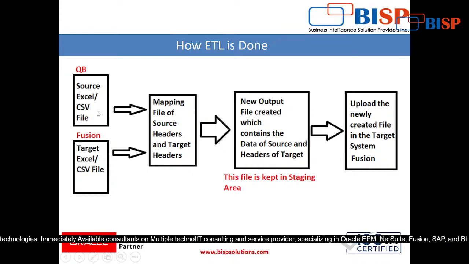We will take the complete data from QuickBook in the form of Excel, and then we will take the Excel sheet of the Fusion also. Then we will do mapping, and once the mapping is done with the headers, we will transform the complete data as per our requirement and then upload the complete file in the target system, that is the Fusion.